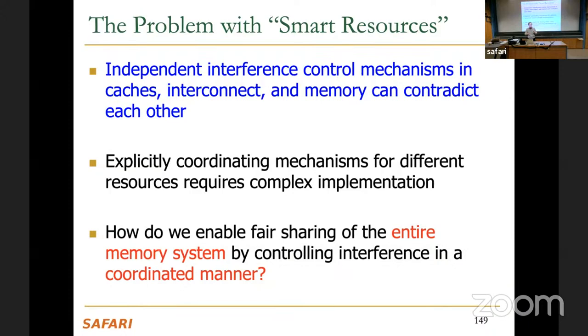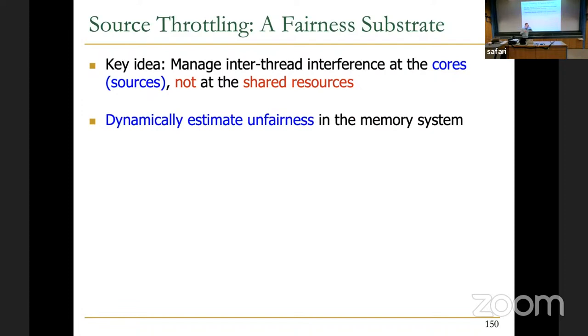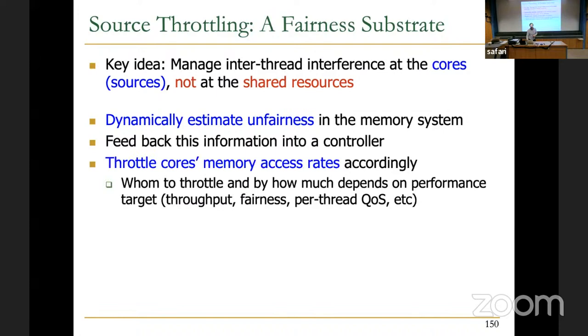So basically, the goal of this work is to enable fair sharing of the entire memory system, not just the memory controller, not just the cache, not just the interconnect, but all of it, by controlling interference in a coordinated manner. And it builds on source throttling as a fairness substrate. As I said, the key idea is to manage inter-thread interference at the cores or sources, not at the shared resources. This could be designed in different ways, but in this particular work, the idea was to dynamically estimate unfairness in the memory system, feed this information back to a centralized controller on chip, and the controller throttles the cores' memory access rates accordingly. Basically, it determines whom to throttle and by how much.